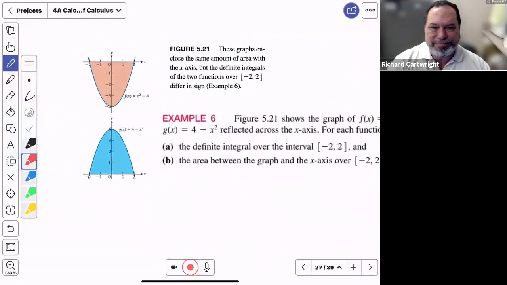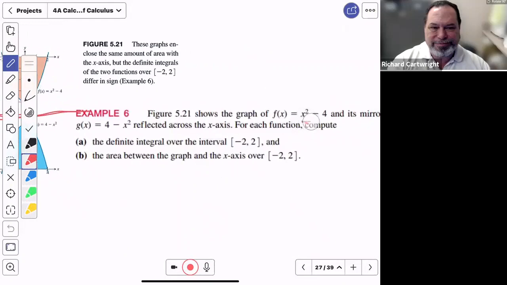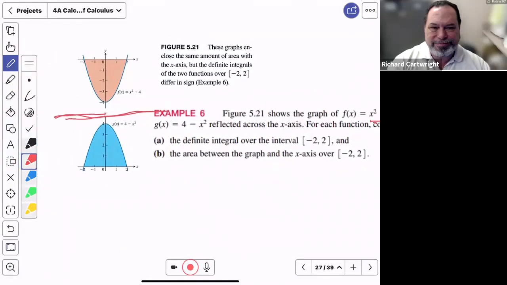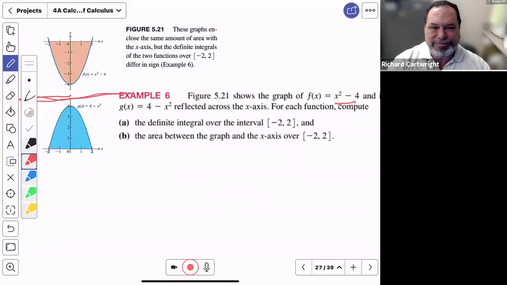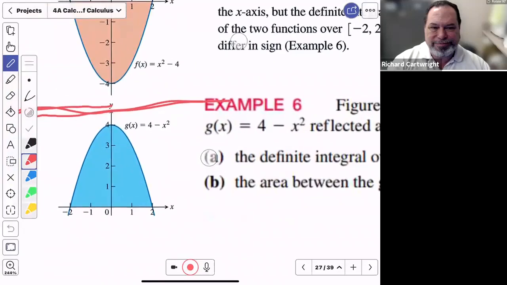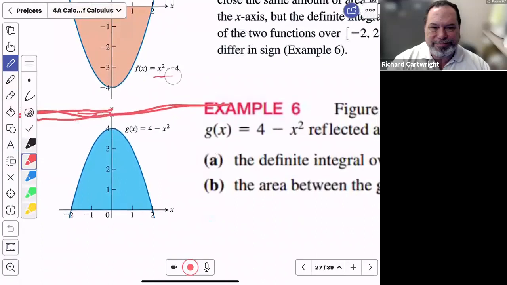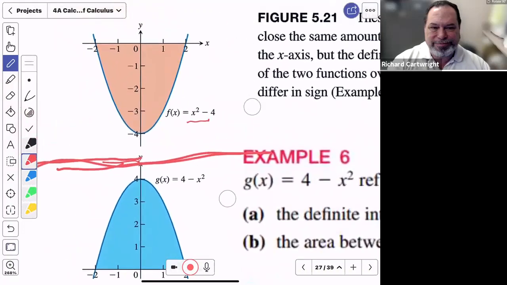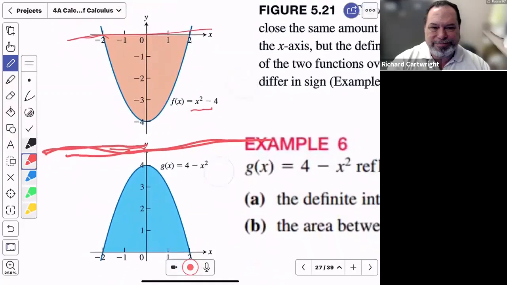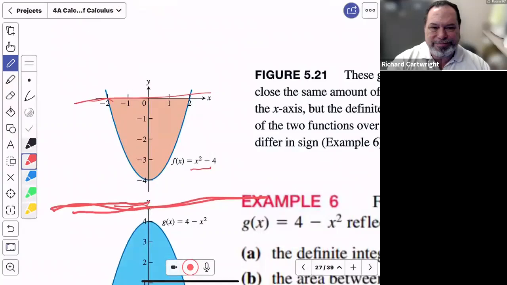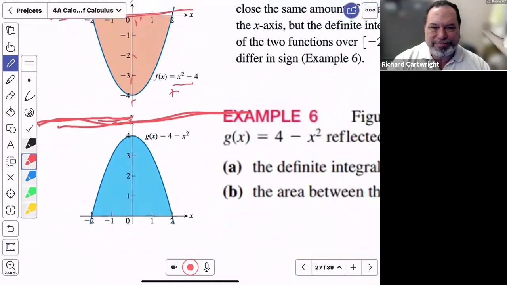We have two parabolas, and here's your x-axis. One of the equations is x squared minus 4. That's this one, right? No, it's not. Where's my x-axis? Right there, there's my x squared minus 4. Oh, the axis is up here. Oh, there are two different pictures. Here's x squared minus 4. It moved down 4. This one is upside down, and basically you're going up 4.